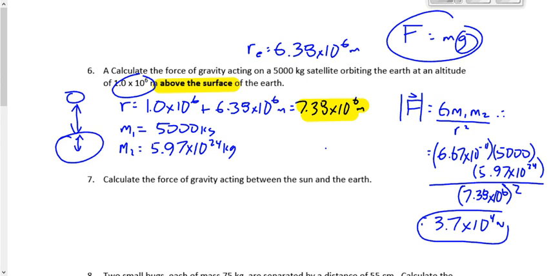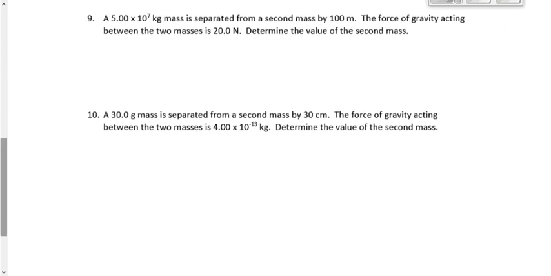All right, number 10. So a 30-gram mass is separated by a second mass by 30 centimeters. I want to convert grams and centimeters to meters. The force of gravity acting is 4.00 times 10 to the negative 13. That should be newtons, right, not kilograms. Determine the value of the second mass here. So let's write down what we have here. We've got mass 1, let's say, of 30 grams, which we're going to convert to kilograms by dividing by 1,000, 0.030 kilograms. They're separated by 30 centimeters or 0.30 meters.